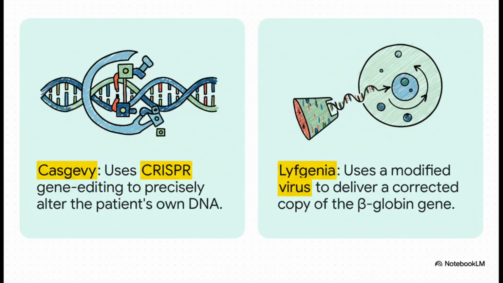LifeGenia is like adding a new, correct instruction manual into the cell. It uses a modified virus to deliver a healthy copy of that beta-globin gene. Casgevy, on the other hand, is like a biological search and replace tool. It uses the revolutionary CRISPR technology to go right into the patient's own DNA, find the problematic section, and edit the code directly. It's a total paradigm shift from lifelong management to a potential one-time fix.